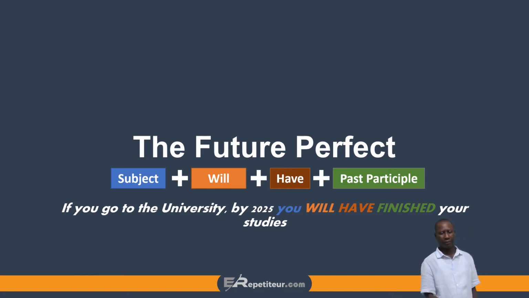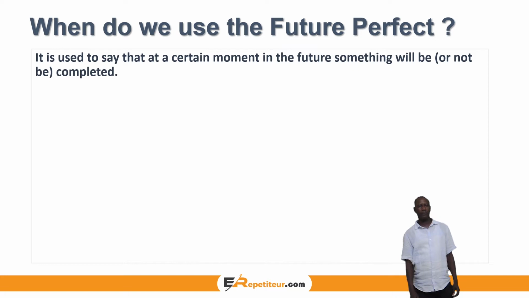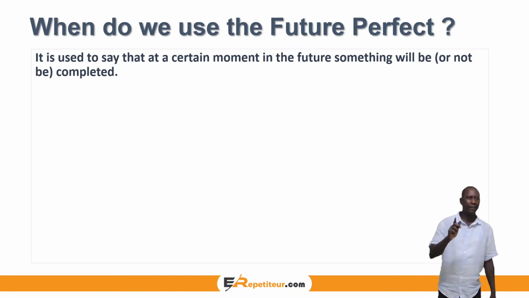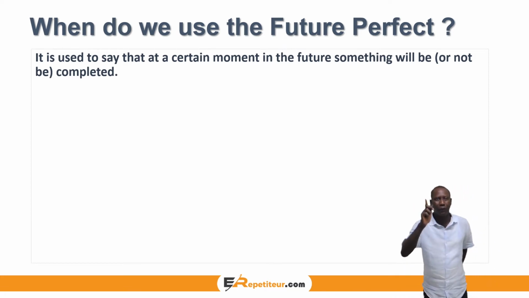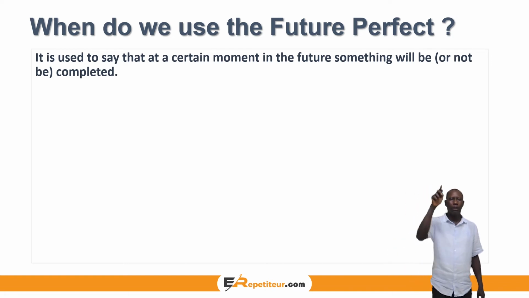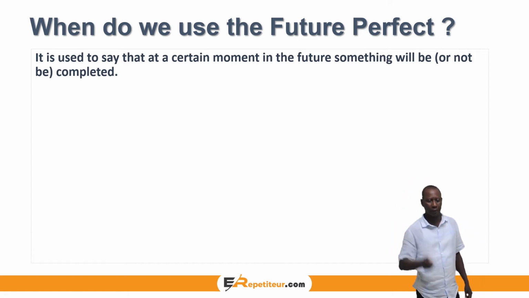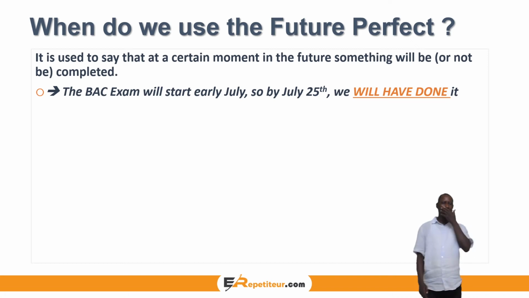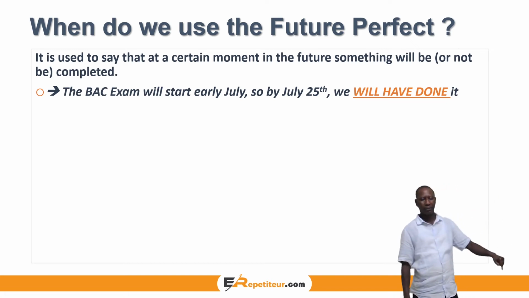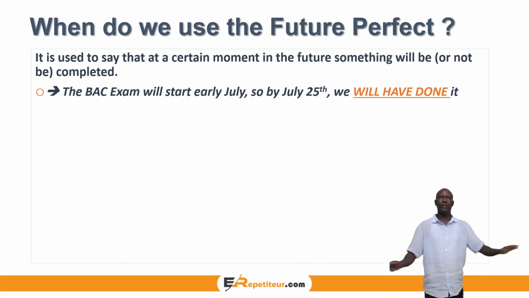When do we use the future perfect? It is used to state that at a certain moment in the future, something will be or will not be completed. Example, the bac exam will start early July. So by July 25th, we will have done it.